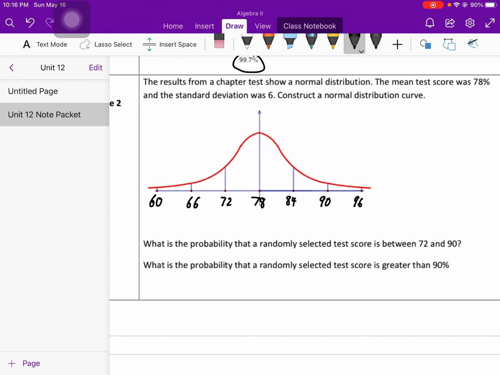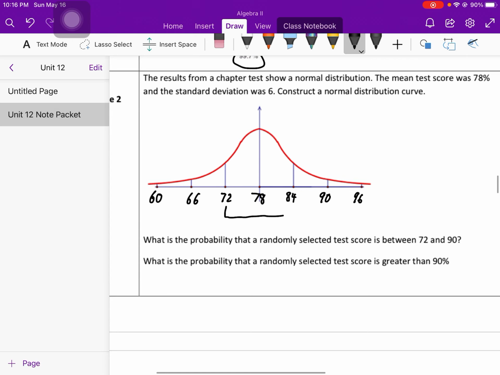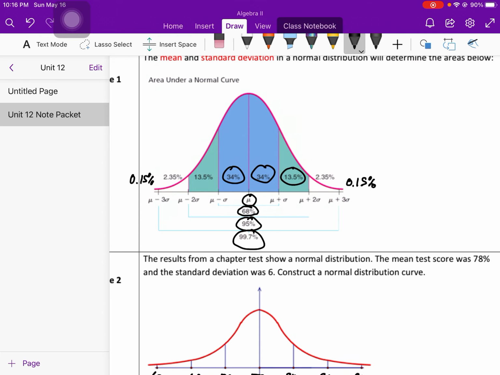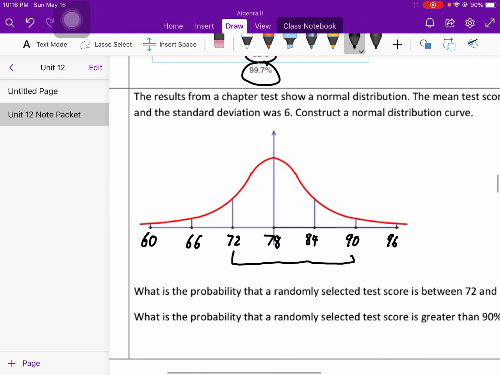The first question says, what is the probability that a randomly selected test score is between 72 and 90? So we are going from 72 to 90. We're going to use these percentages up here in this data chart: 34, 34, 13.5. Let's fill those in. So this is going to be 34, 34, 13.5. We're going to continually use these numbers, so you'll get pretty familiar with them.